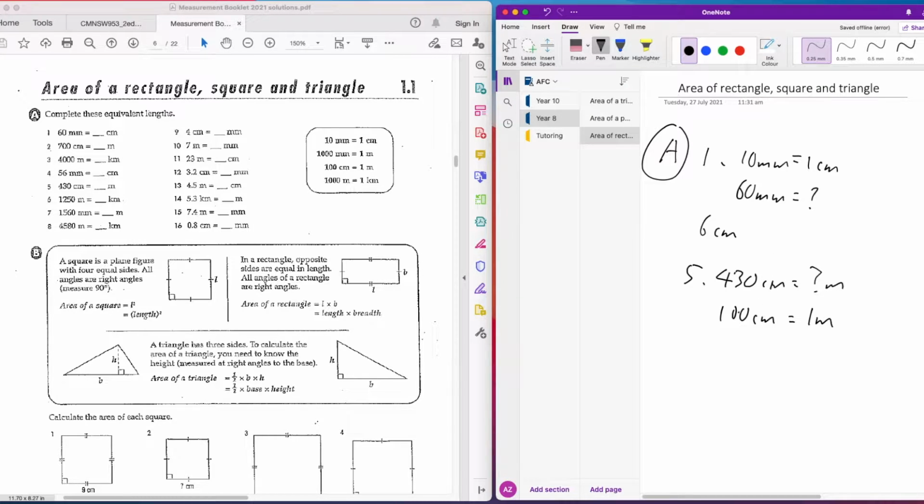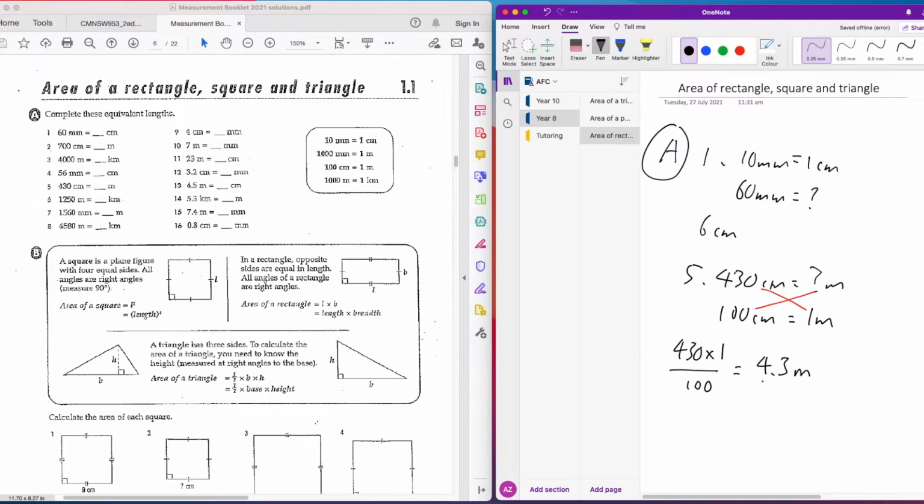If you're not sure what you need to do, this is what I suggest. It's called the cross multiplication method. You draw a cross over here, and you multiply the numbers based on the cross. So you multiply 430 by 1 and then divide it by 100. That's 430 times 1 divided by 100, which gives you 4.3. That will be the answer to the question mark here, so 4.3 meters.